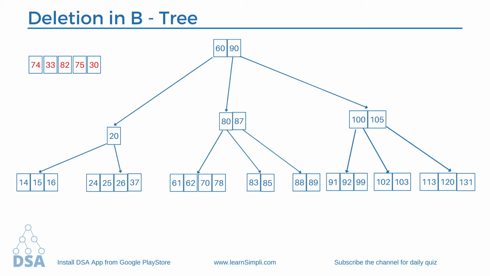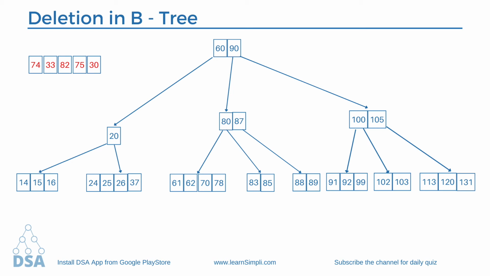Every node of a B tree must have at least the minimum number of keys, which is two, except the root node. So the parent will ask its left or right subtree for a key. But it does not have a left subtree, so it will ask the right one. But the right one also has only two keys.